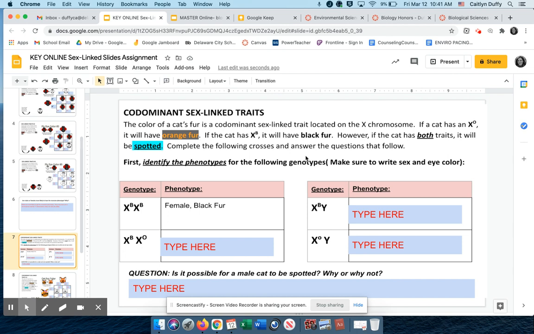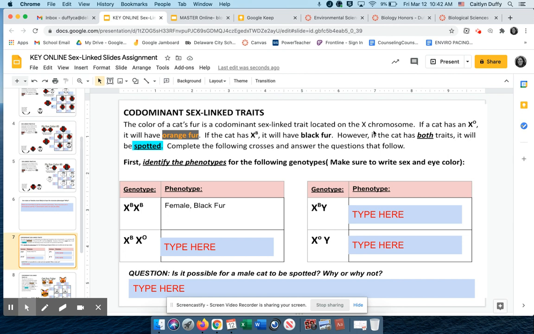In codominance, if you were to have a red flower and a white flower, your offspring could actually have red and white petals, okay? So the color of a cat's fur is a codominant sex-linked trait and is located on the X chromosome. If a cat has an XO, it will have orange fur. If the cat has an XB, it will have black fur. However, if the cat has both traits, it will be spotted. Complete the following crosses and answer the questions that follow.